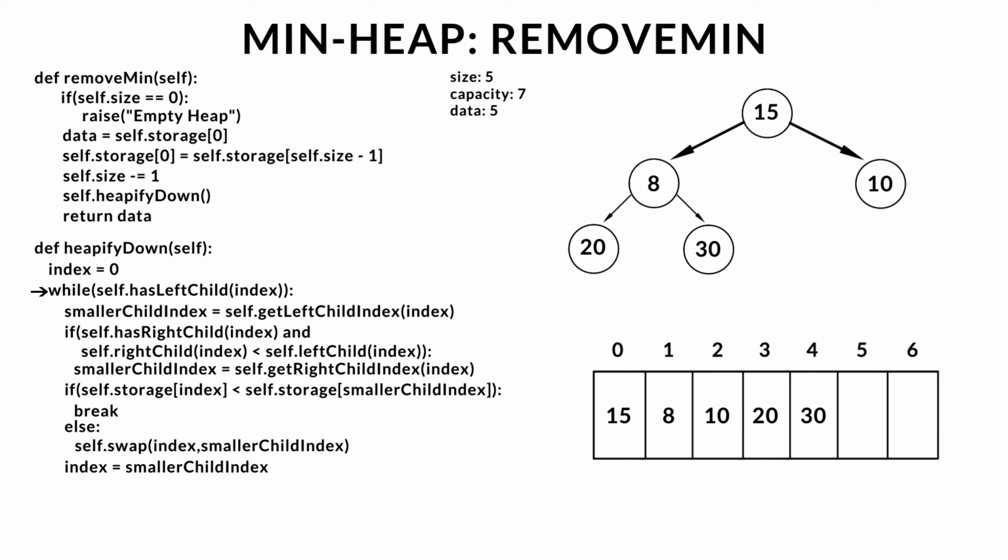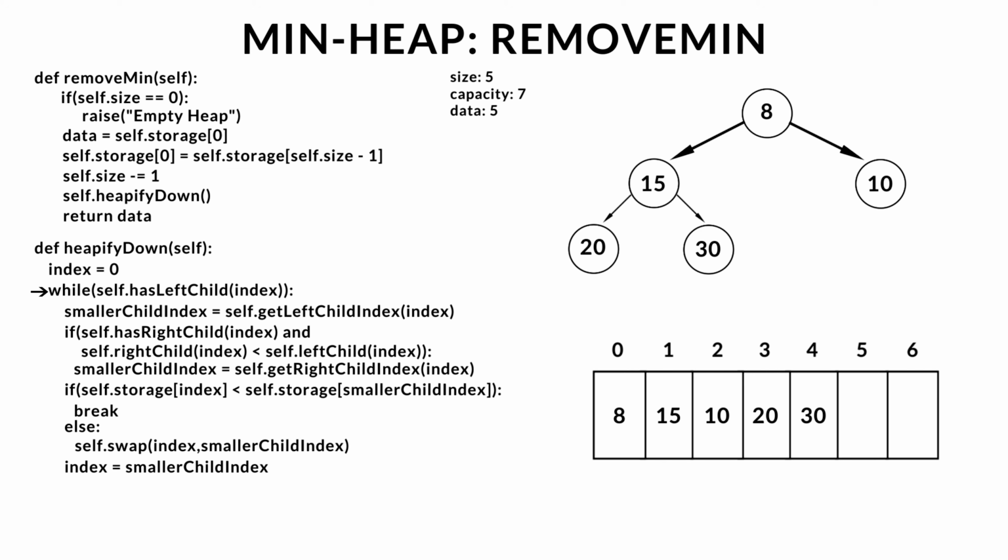So do we have a left child? Yes, we do. So we go ahead and initialize smallest to the left child. We then go ahead and check to see if the right child is smaller than the left. It's not, so we go ahead and check to see if the node we're currently at is smaller than its smallest child. It's not, so we go ahead and swap between these two indices, and then we continue advancing down the tree.